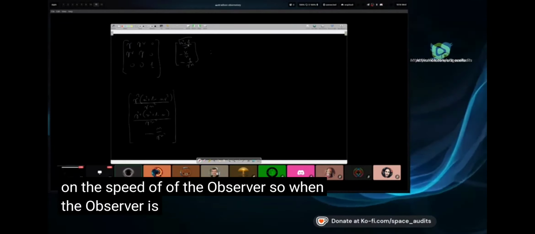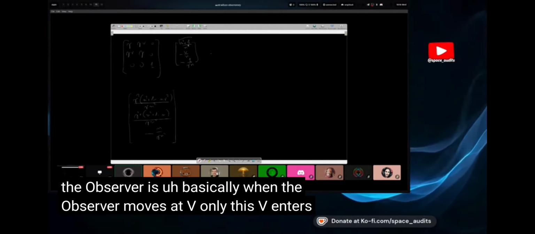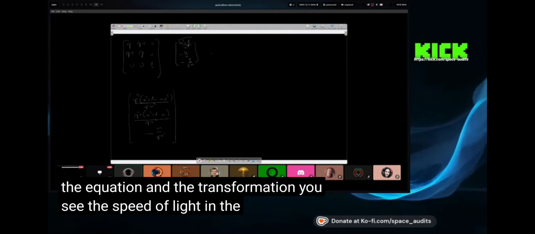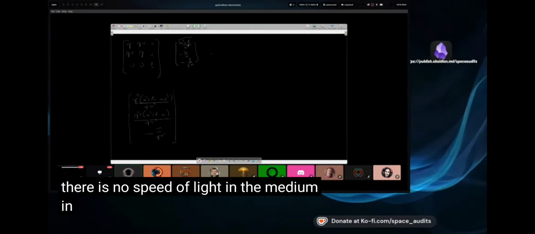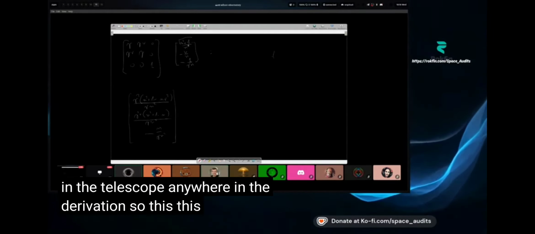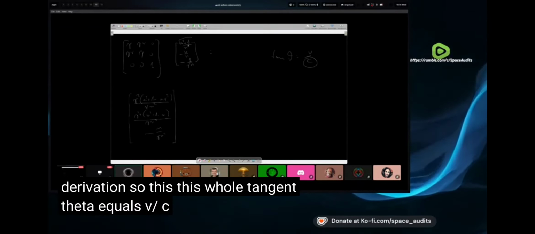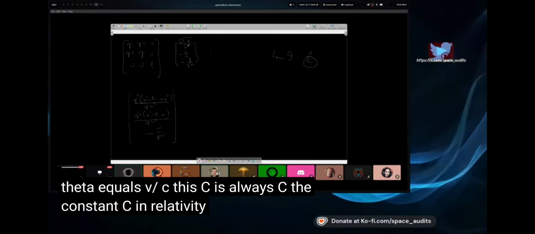So when the observer moves at v, only this v enters the equation, and the transformation uses c, the speed of light in the vacuum. There is no speed of light in the medium in the telescope anywhere in the derivation. So this whole tangent theta equals v over c, this c is always the constant c. That's cool in relativity. That's cool in math, bro.